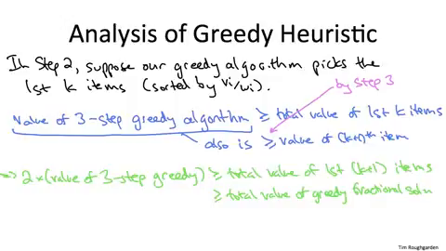And the whole point of our thought experiment was to argue that the greedy fractional solution is even better than optimal. That has value at least as much as every feasible knapsack solution. Divide both sides by 2 and you'll see we've proved the theorem. The output of the 3-step greedy algorithm is guaranteed to be at least 50% that of an optimal solution.